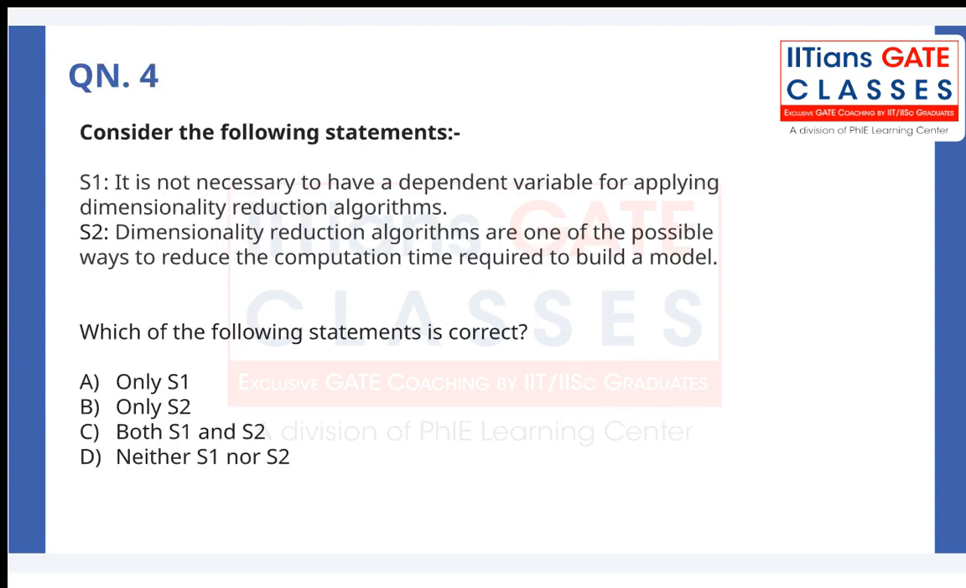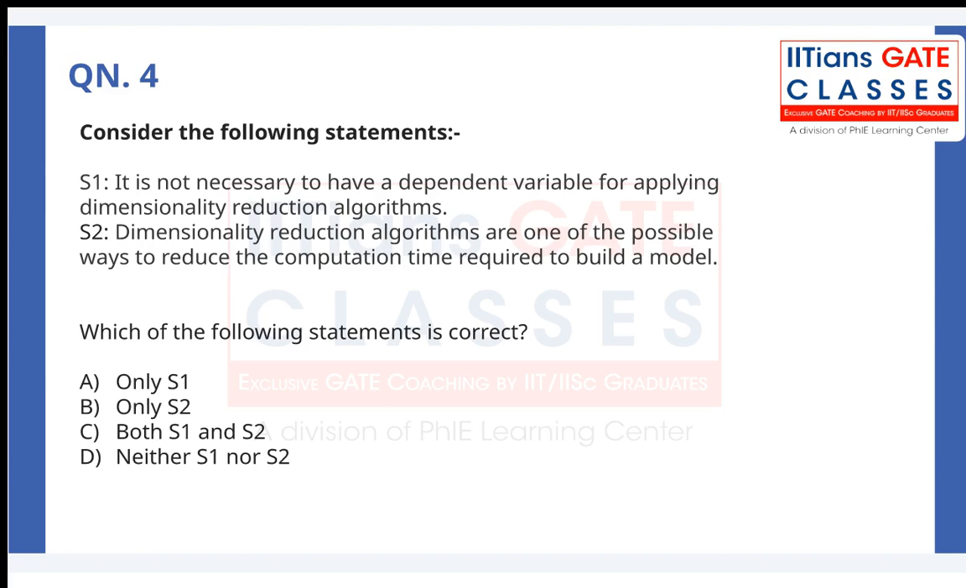Consider the following statements. S1 says it is not necessary to have a dependent variable for applying dimensionality reduction algorithms. Statement S2 says dimensionality reduction algorithms are one of the possible ways to reduce the computation time required to build a model. So this question is on dimensionality reduction, PCA, LDA. LDA, I know I have not taught you because it's a very broad topic, and since it was a crash course, knowing about LDA in the current scenario would not be a pleasant experience. It won't be very helpful for you. So that's why I haven't taught it.